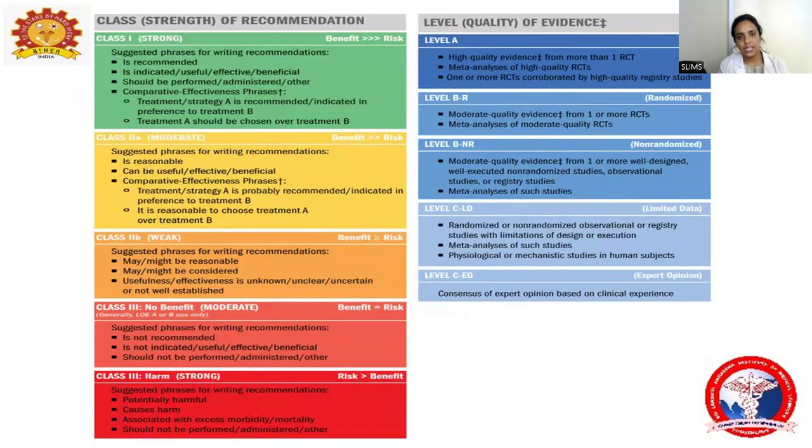Now, this one is the class, or strength of recommendation, for every investigation. Class 1 suggests that it is highly recommended, a strong recommendation where the benefit is more than the risk. Class 2A and Class 2B are moderate and weak strength, where the benefit is higher than the risk. In Class 3, there is no benefit, like benefit equals the risk. And Class 3 is also when you do this test and the risk is higher than the benefit.